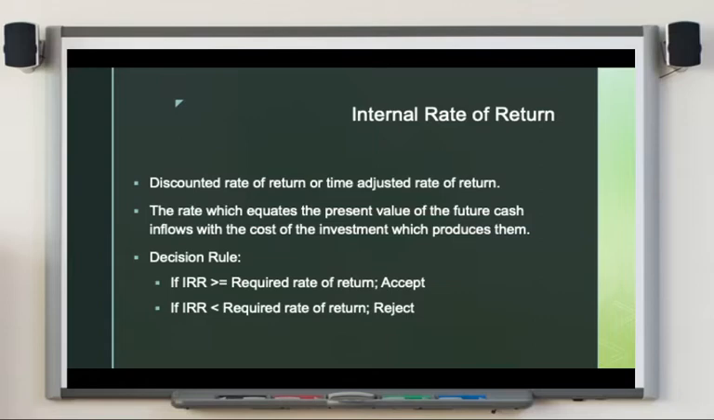The decision rule is if IRR is greater than or equal to the required rate of return, then we can simply accept the project. If IRR is less than the required rate of return, then we simply reject the proposal. Almost the same with ARR. It's just that in ARR, we did not consider the time value of money.